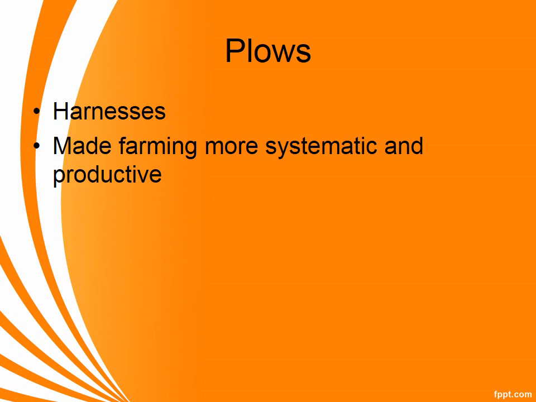Ploughs, obviously, and the use of harnesses on the pack animals, large animals like oxen, are going to make farming more systematic and more productive and more efficient. And as we get more productive and more efficient farming, we end up with even more specialized jobs, and we end up with more population, which makes society even more complex.